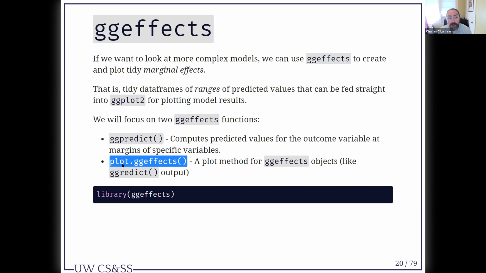Okay, so it computes predicted values given specific x variables, basically. So then I'm going to talk about the plot.ggfx method. This is a method of the plot function that automatically plots the results from ggpredict calls. Okay, so I'll show you what this looks like here in just a second.